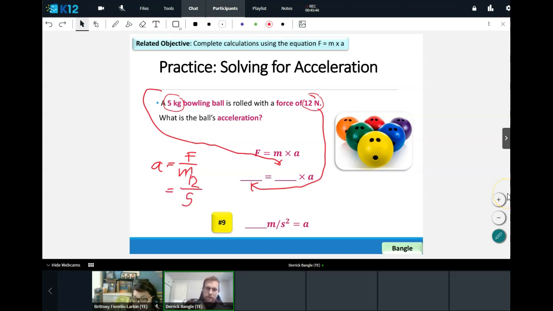It is 2.4. So we're going to have that over here, 2.4. Remember, that's going to be the number part of your answer for number 9. And then the unit part is going to be meters per second squared. Remember that to show the squared in your answer, you could also put a caret, just like Mrs. Larkin has demonstrated for us in the chat.